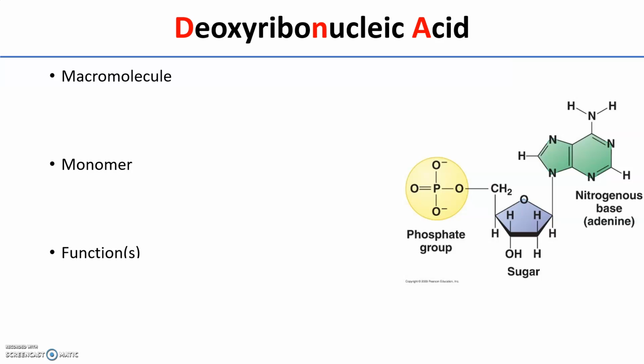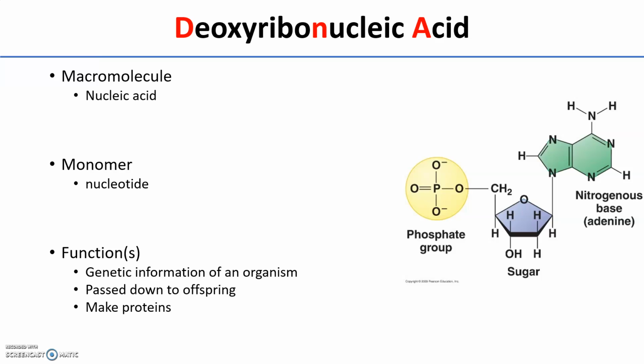All right, so DNA stands for deoxyribonucleic acid. We talked about the macromolecules, so there are four. You should remember them: protein, carbohydrates, lipids, and nucleic acids. So DNA falls under nucleic acid. It's literally in the name, deoxyribonucleic acid. What's the monomer of a nucleic acid? Right, a nucleotide.